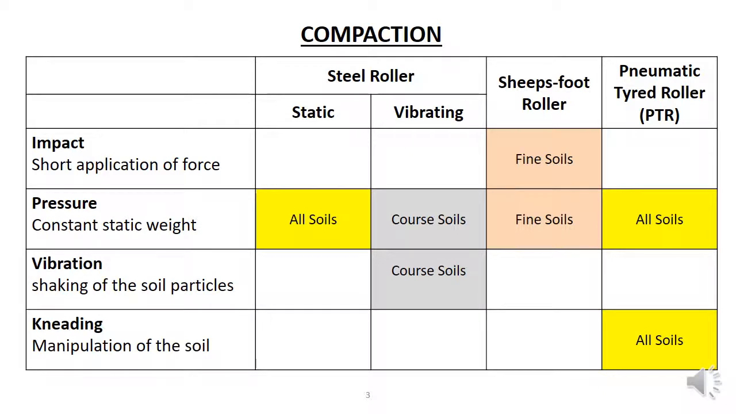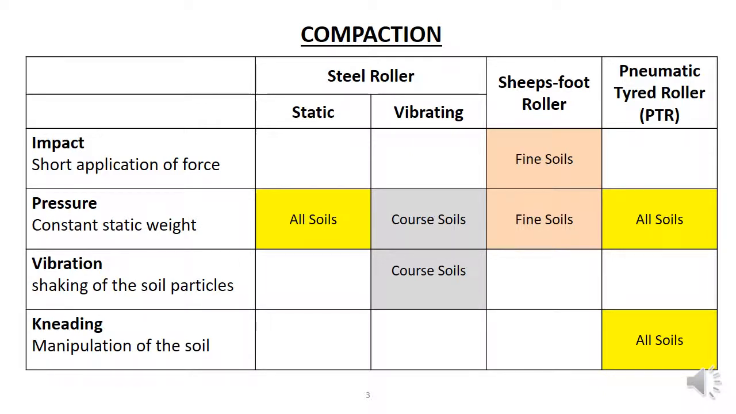Pressure is a constant static weight on the soil mass. This is also effective on fine soils, but not so much on coarse soils. Vibration, which is the shaking of the soil particles to arrange them into a more compact arrangement. This is effective on coarse soils where the soil particles are not bound by cohesion and can be arranged into a more compact arrangement by vibration.